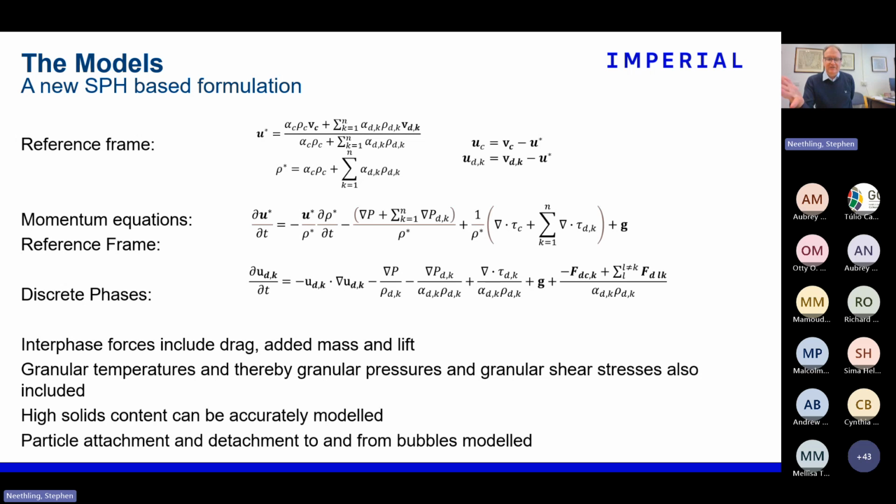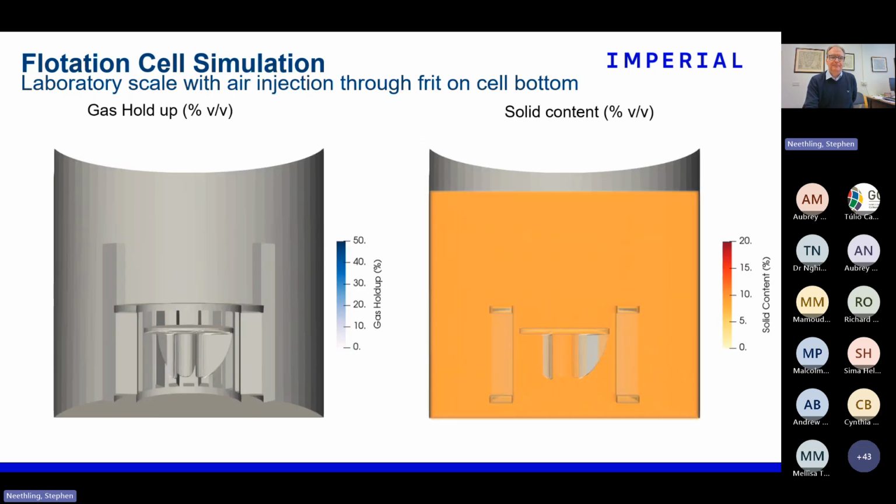I'm not going to go into the equations. This is just showing the sets of partial differential equations you end up having to solve for each of the phases. Just pointing out we have things like drag, added mass, and lift effects in our interface forces. We also have a granular temperature, which means we can handle high solids contents without having any issues. And for the flotation-specific system, we also include attachment and detachment from the bubbles. So this is just showing our same lab scale cell.